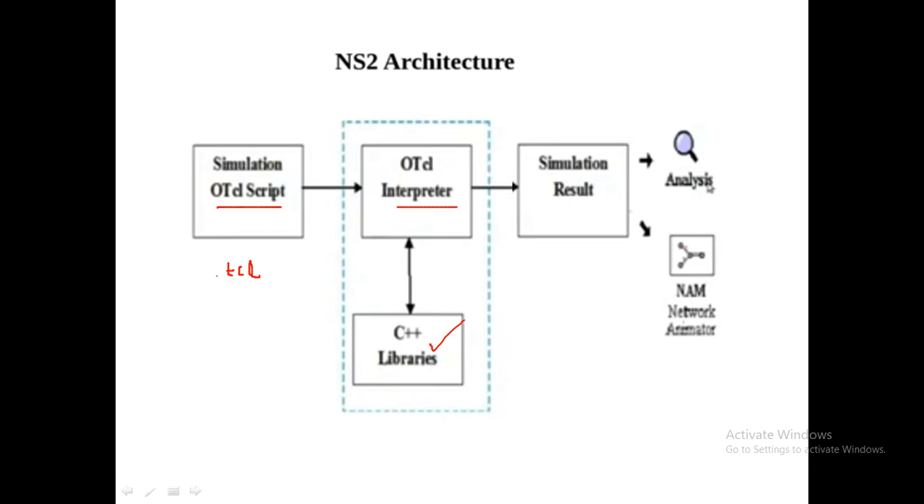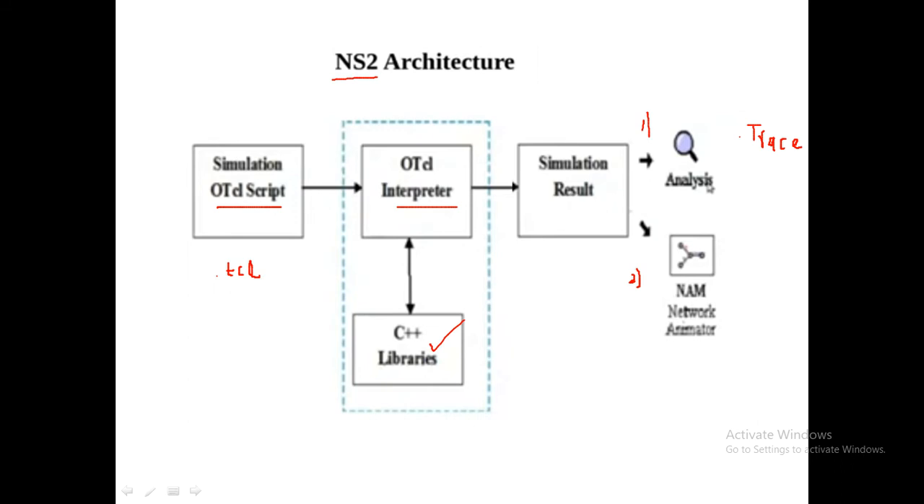Generally, what output do you get from NS2 programs? You write the input, that is, your complete networking program in TCL scripts, and give it to NS2. The interpreter gives you a result. Basically you get two files as the output. The first file is called a trace file, with the extension .tr. So we are going to get a trace file.